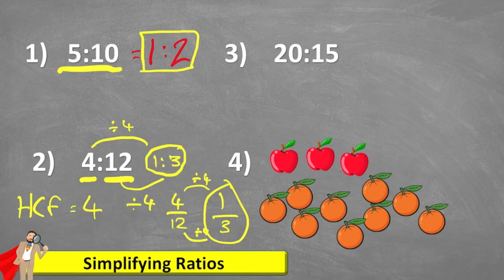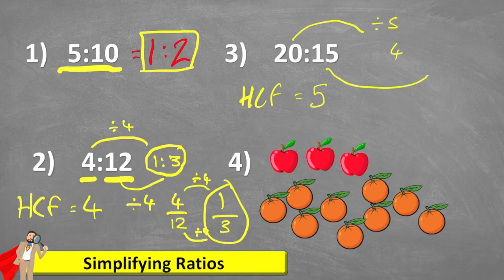Question 3 now. We have 20 to 15. So again, just looking for that highest common factor, and the highest common factor of 20 and 15 is 5. Therefore 20 divided by 5 is 4, and 15 divided by 5 is 3. So 20 to 15 is equivalent of saying 4 to 3.